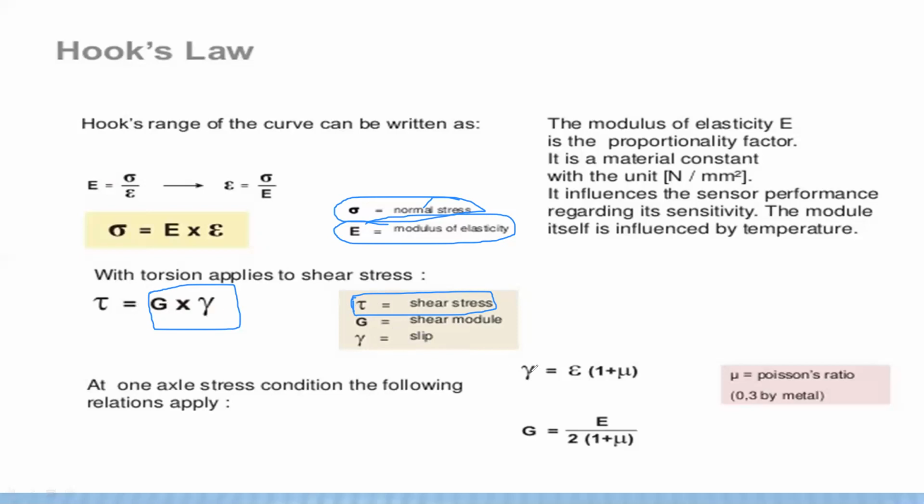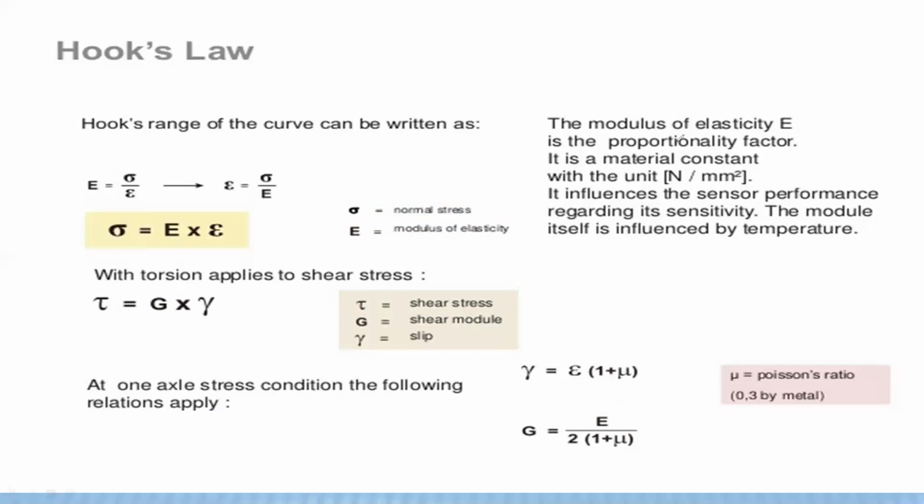If we get gamma is equal to epsilon into 1 plus mu, then I can get the shear modulus G is equal to E by 2 into 1 plus mu. It is the final condition. That means at one axial stress condition, the following relationship is applied: G is equal to E by 2 into 1 plus mu. So the strain obeys Hooke's law by this condition.